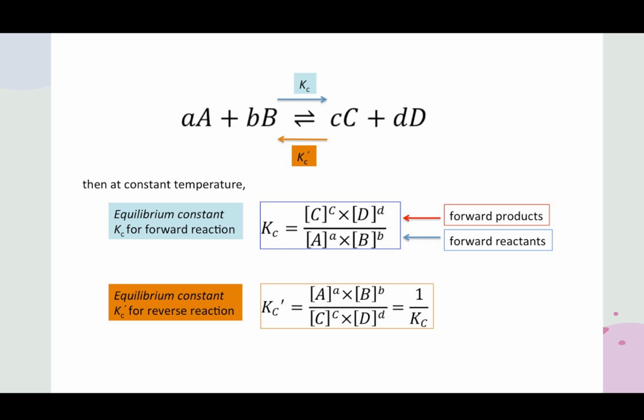Really, really simple. So in this case, where we have a moles of A and b moles of B giving us c moles of C and d moles of D, Kc is going to be equal to the concentration of our products first, brought to the power of their stoichiometric coefficients, where you can see the c there and the d there, divided by the concentration of the reactants over here, brought to the power of their stoichiometric coefficients.